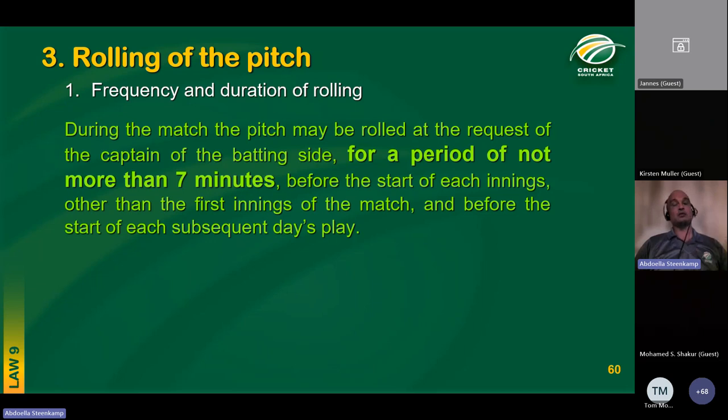South Africa wins the toss. They bat first in the test match. They get dismissed for 200. The opponent, India, will now go in to bat. After getting dismissed, there will be a change of innings. While the change of innings will be 10 minutes, the law allows for the pitch to be rolled during that change of innings. We will now also cover how long that pitch can be rolled.